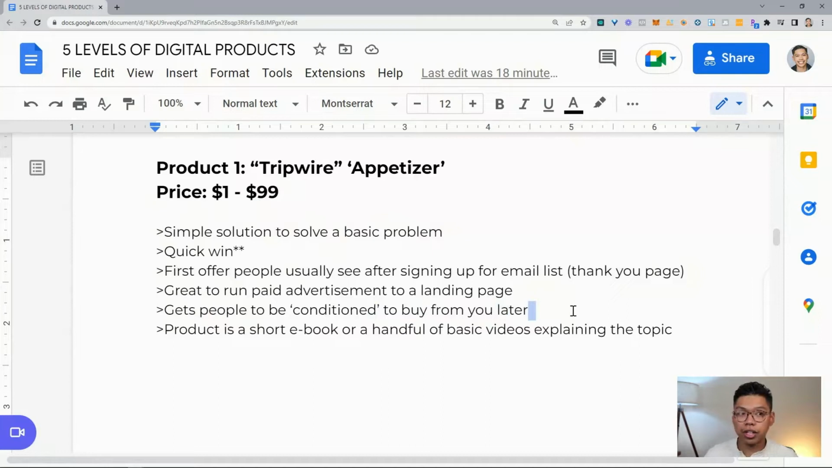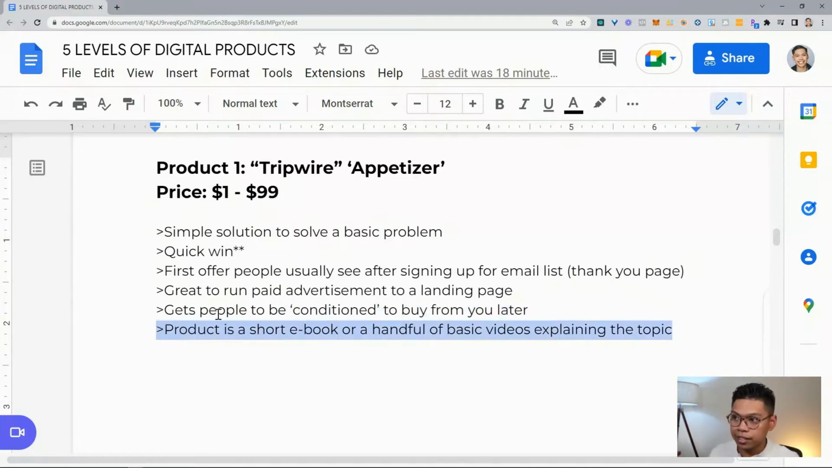So pretty much if they buy from you anywhere from $1, if someone's willing to give you $1, then they're willing to give you 1,000, right? This is just $100. They're just willing to give you money. So it helps conditioning and gets them teed up for higher ticket products.